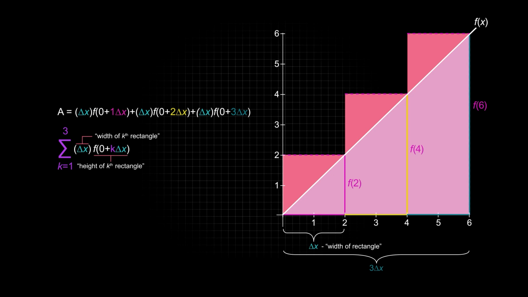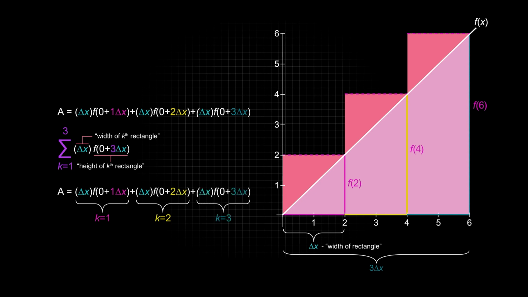Here, notice that at the start, when k is 1, we get f of 0 plus 1 delta x. Then it iterates, meaning k goes up by 1, and adds to ultimately get delta x times f of 0 plus 1 delta x, plus delta x times f of 0 plus 2 delta x, plus delta x times f of 0 plus 3 delta x. And that's our original formula. So we've managed to write that original mess in a much more condensed form using sigma notation.